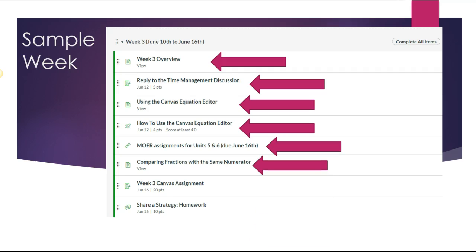After we complete our MORE assignments, we have another content page to view about comparing fractions with the same numerator. This is like a little mini lesson that you need to read, watch any videos that might be included, and take any notes, because the information on this content page will help you complete the week 3 Canvas assignment. This is an assignment that needs to be printed out, completed in your own handwriting, and then scanned and uploaded for grading.